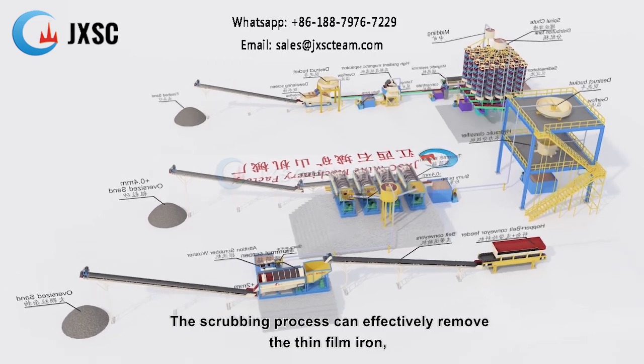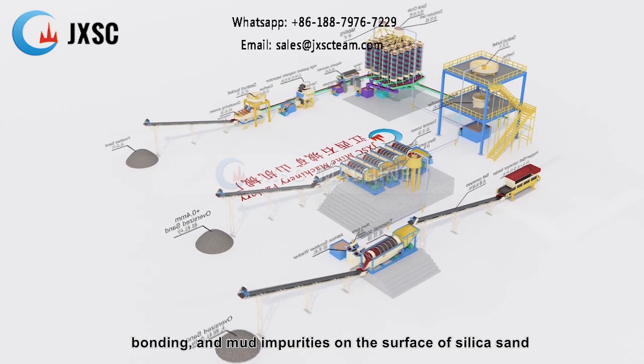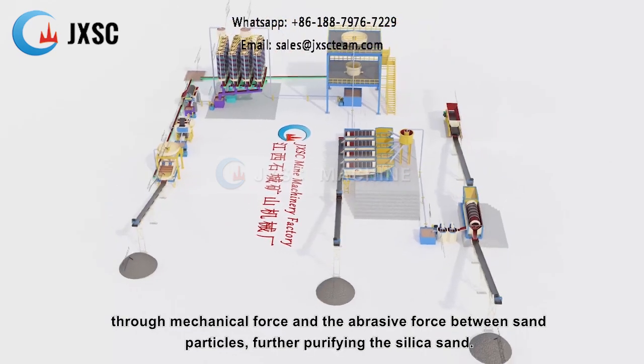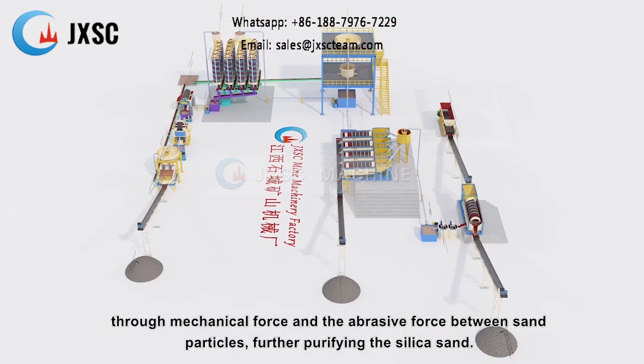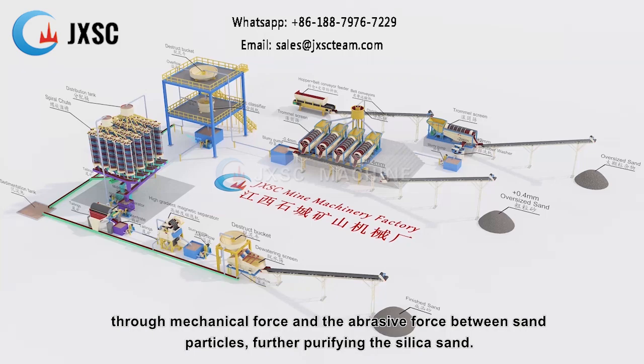The scrubbing process can effectively remove the thin film iron, bonding, and mud impurities on the surface of silica sand through mechanical force and the abrasive force between sand particles, further purifying the silica sand.